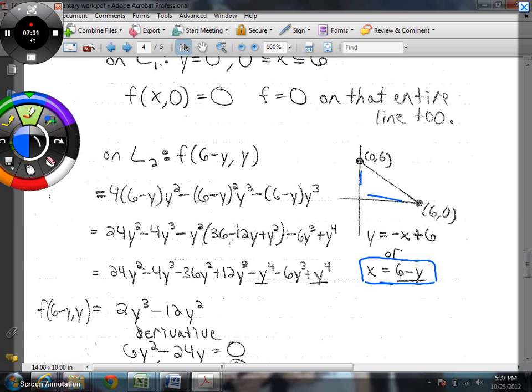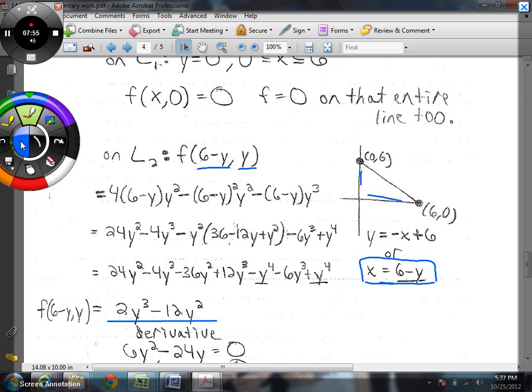So then for the x, we're going to plug in 6 minus y, and for the y, we're going to let it be y in the original function. So in the original function, look at all this fun we have here. Plug all that in, and it looks like I cut off a little bit at the bottom. So we end up getting this expression right here.